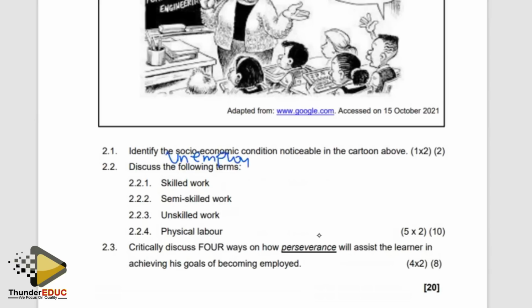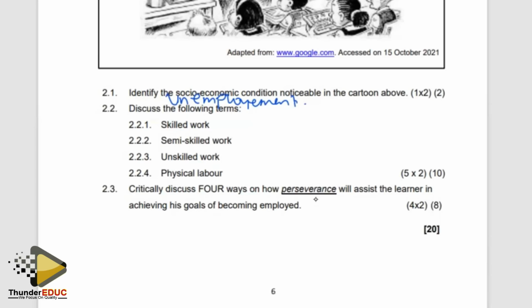Unemployment. All right. Discuss the following terms. What is skilled labor? What is skilled work? You need a great deal of knowledge and skills. For skilled work, you need training in a specific field.